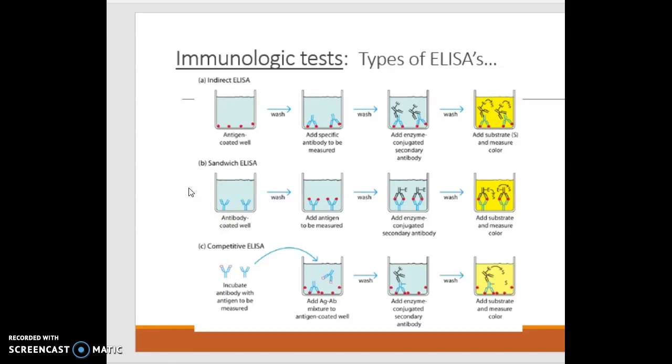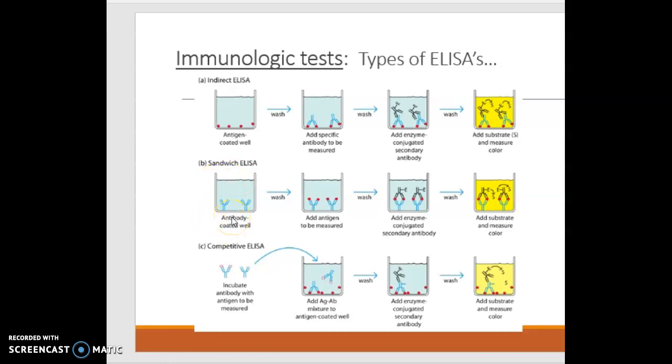Next is the sandwich ELISA. Antigen can be detected or measured by sandwich ELISA. In this technique, the antibody rather than the antigen is immobilized on the well. So what is the difference between indirect ELISA and sandwich ELISA? In indirect ELISA, the plate used is coated with the antigen, and in the case of sandwich ELISA, the plate used for the detection is coated with the antibody.